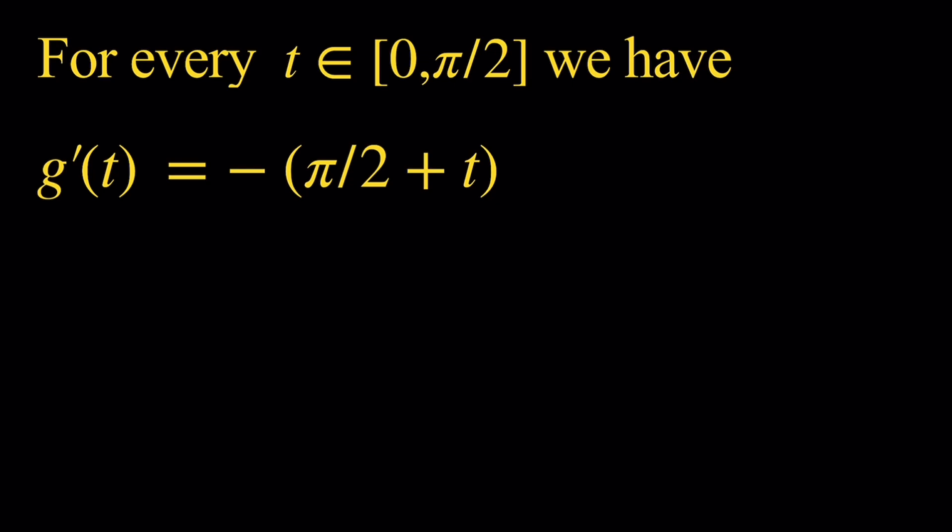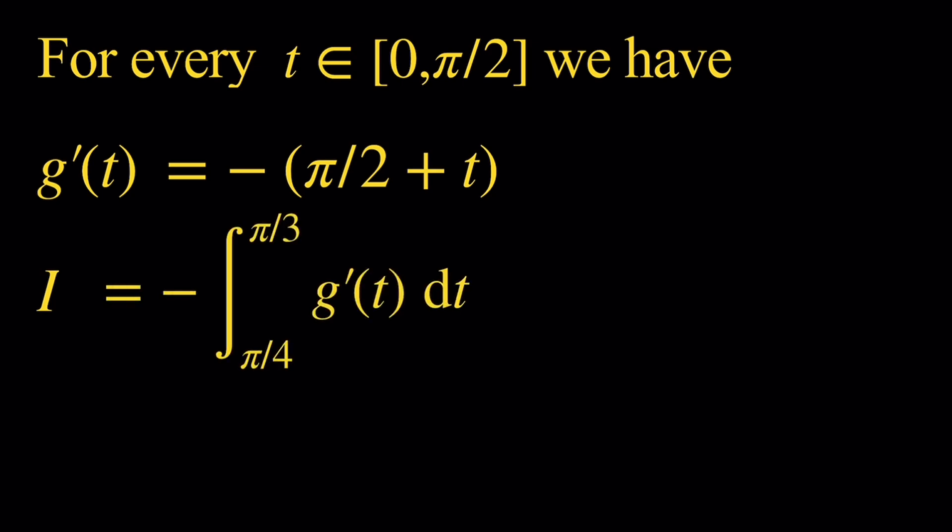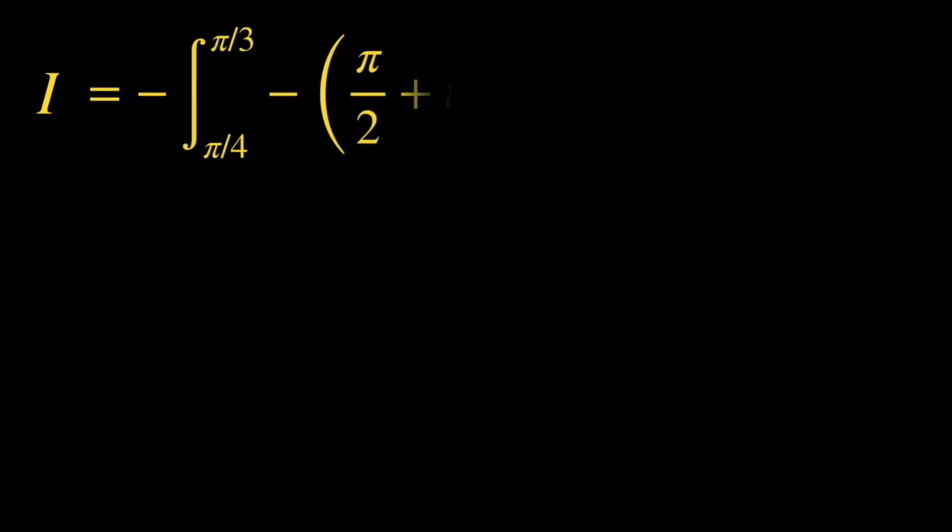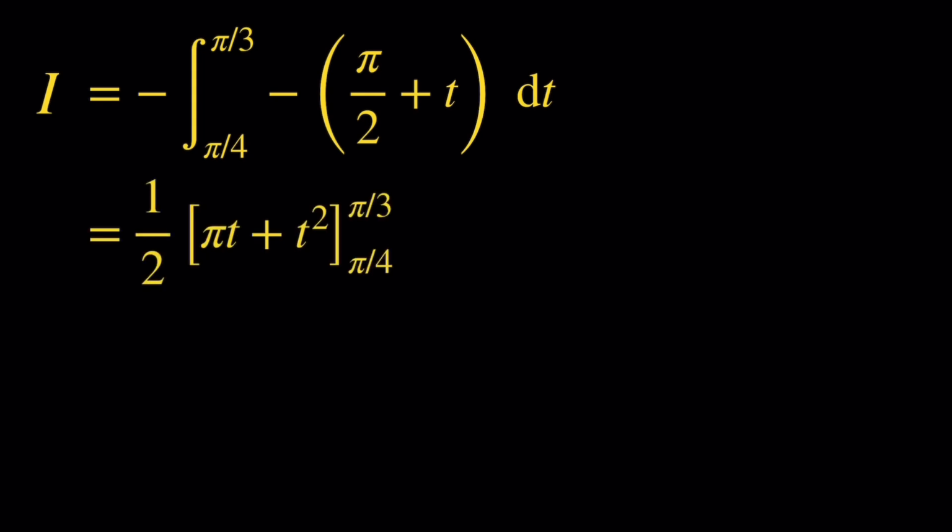Now, we go back to I. I, remember, is equal to negative the integral from pi over 4 to pi over 3 of g prime of t dt. Okay, so now all we have to do is substitute. So we're going to get negative in front of a negative. It's going to cancel. And then we just have to integrate pi over 2 plus t. We're going to get pi over 2 times t plus t squared over 2. And we can factor 1/2 out. And we have to evaluate from pi over 4 to pi over 3.